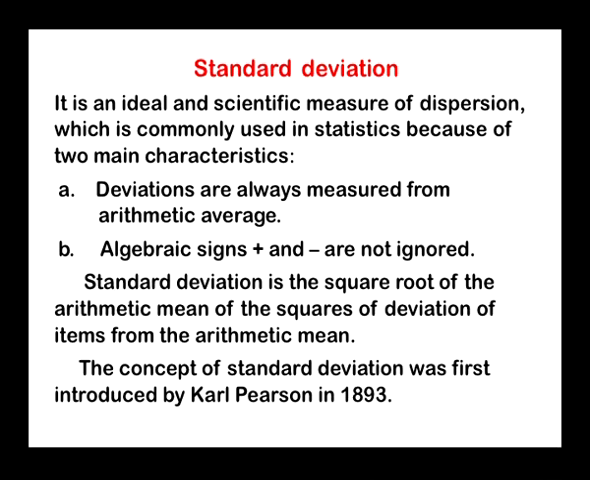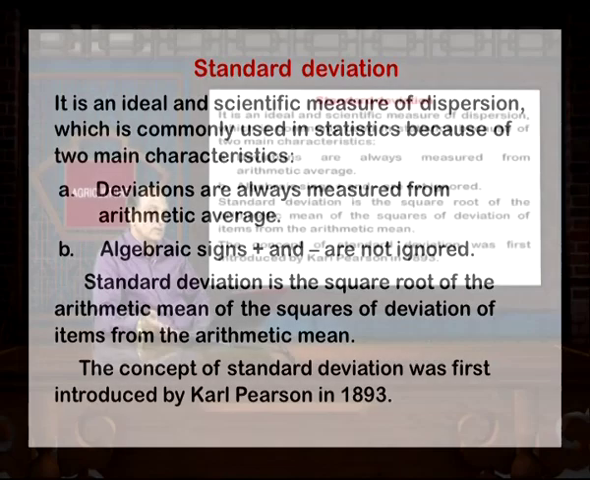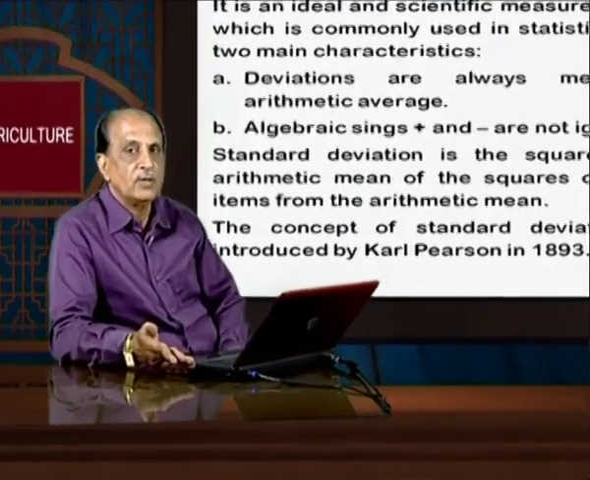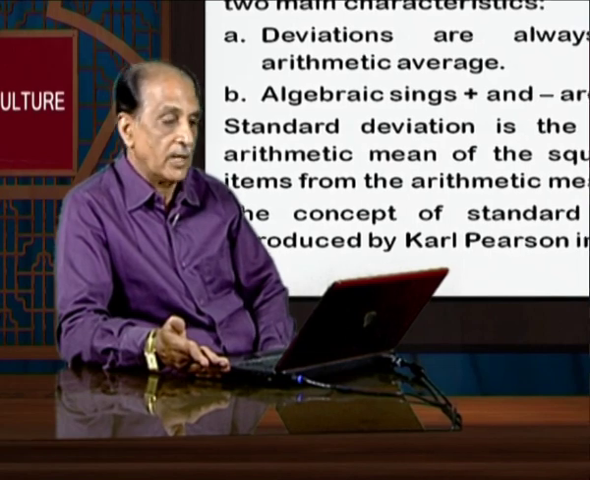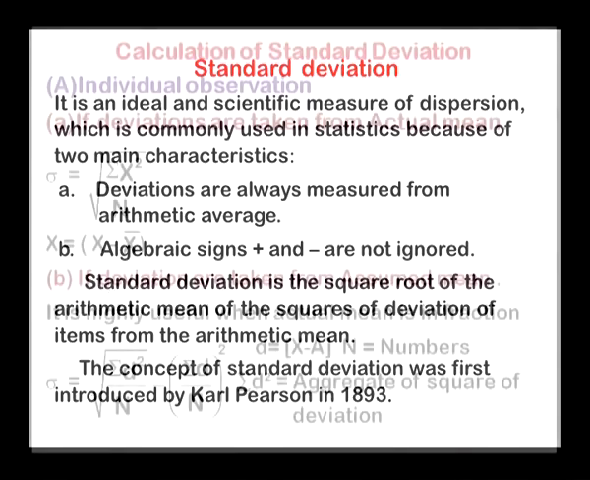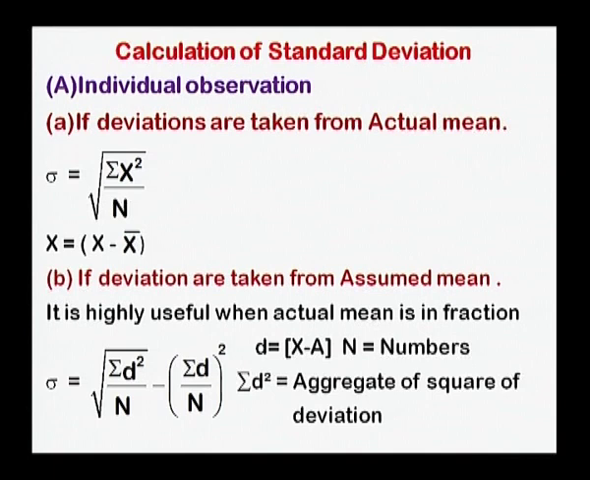Now, standard deviation is the square root of the arithmetic mean of the squares of deviations of items from the arithmetic mean. As I told you earlier, standard deviation is based on the arithmetic mean, and we never use median and mode in this connection. This concept of standard deviation was first introduced by Karl Pearson in 1893.